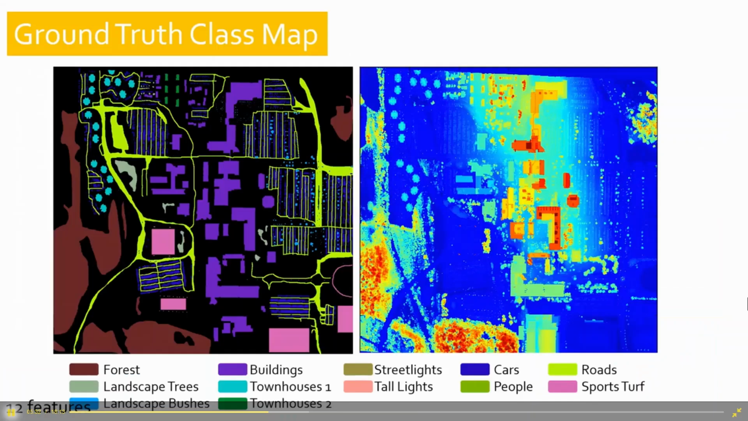So then these are the classes that we used. So this is the ground truth, and we have 3 types of vegetation. We have forest, landscape trees, and landscape bushes. 3 types of buildings. So we have buildings, townhouses 1 and townhouses 2. 2 lights, street lights and tall lamps. Cars and people are also very similar. And then roads and sports turf. And again, those are all pretty similar. So we're getting kind of down to the pretty nitpicky differences.